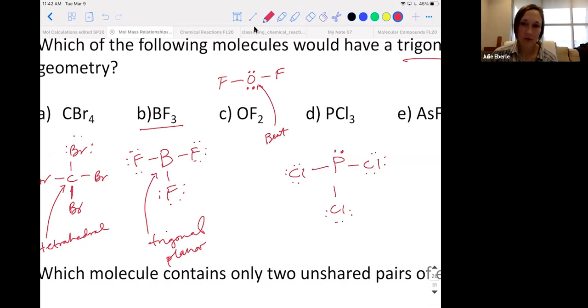It's main group 5, so it's got 5 valence electrons. So you've got 1, 2, 3 in the bonds, 1 in each bond, and you've got a lone pair. So is this going to be trigonal planar? If it just had 3 bonds, it could be, but that lone pair makes this what? There are 4 charge clouds here. When you go look at the chart, it's pyramidal.